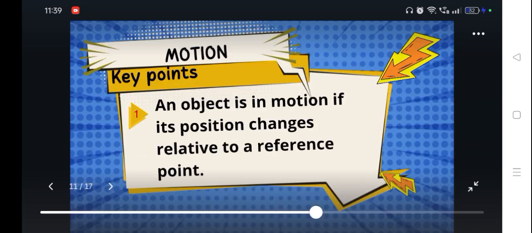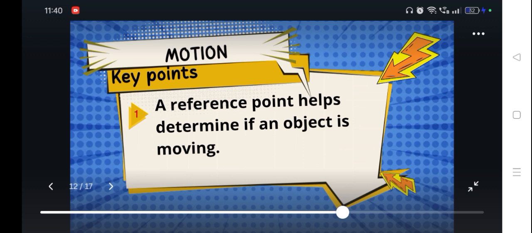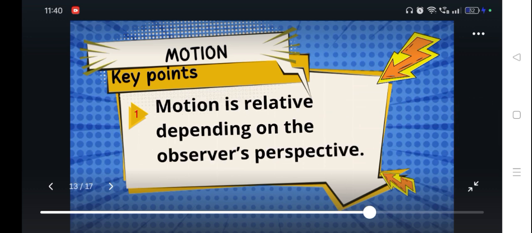So here are the key points in our concept about motion and reference point. We can only say an object is in motion if it changes position relative to a reference point, or if it changes position from a starting point. Secondly, a reference point helps determine if an object is moving or not. And motion is relative, depending on the observer's perspective.